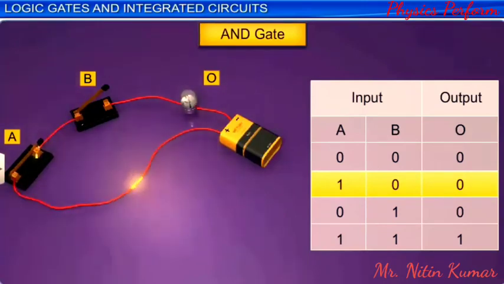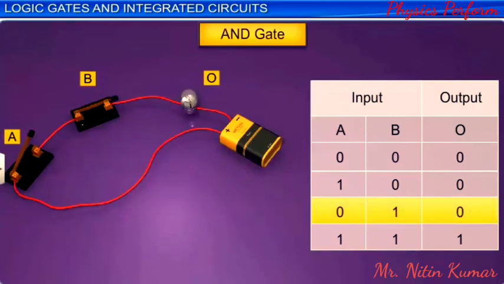When switch A is open and switch B is closed, input A is 0, while input B is 1. The bulb in this case again remains off, hence the output is again 0. When both the switches A and B are closed, both the inputs A and B are 1. The bulb in this case turns on, indicating this time that output is 1.